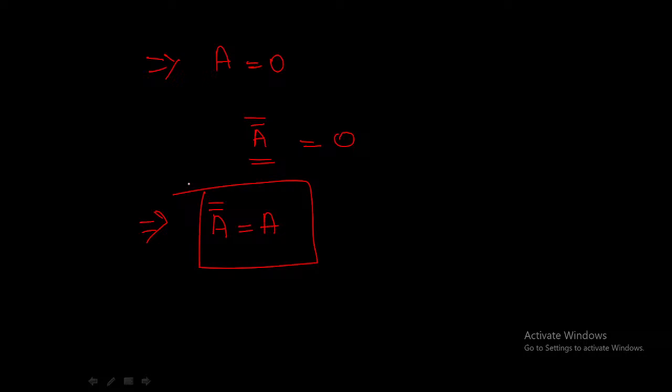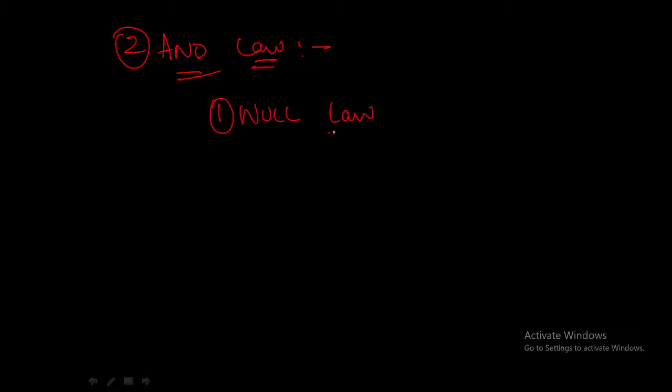Now let us discuss AND laws. So we have one more law, which is called the AND law. What is this AND law? In this AND law, we have 4 AND laws. First one is null law. So if we have a variable A and we multiply it with 0, the output will be 0. This is null law. A dot 0 is equal to 0.